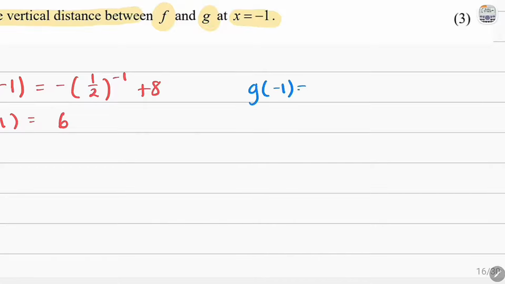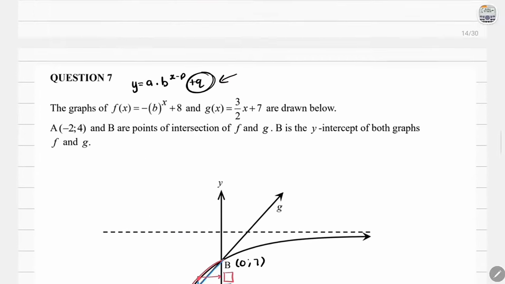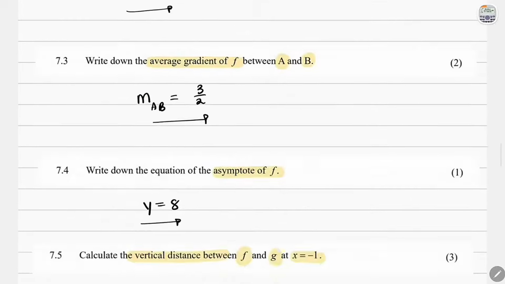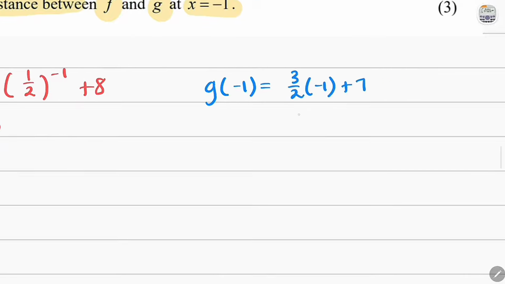Then we need to find the y value of g as well. When we substitute, it's a straight line. It was 3 over 2x plus 7. So that is 3 over 2 times -1 plus 7, which is 7 minus 3 over 2. You can write this as 14 over 2 minus 3 over 2, so that is going to be 11 over 2. So the y value here is 11 over 2.